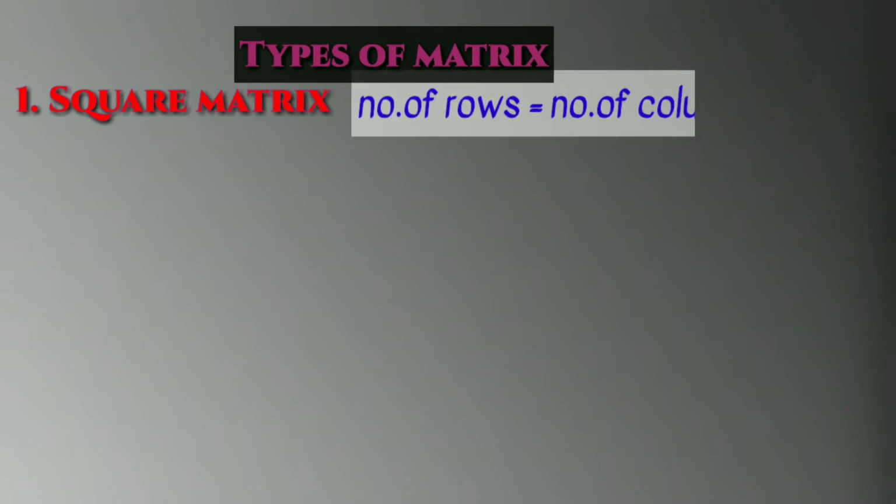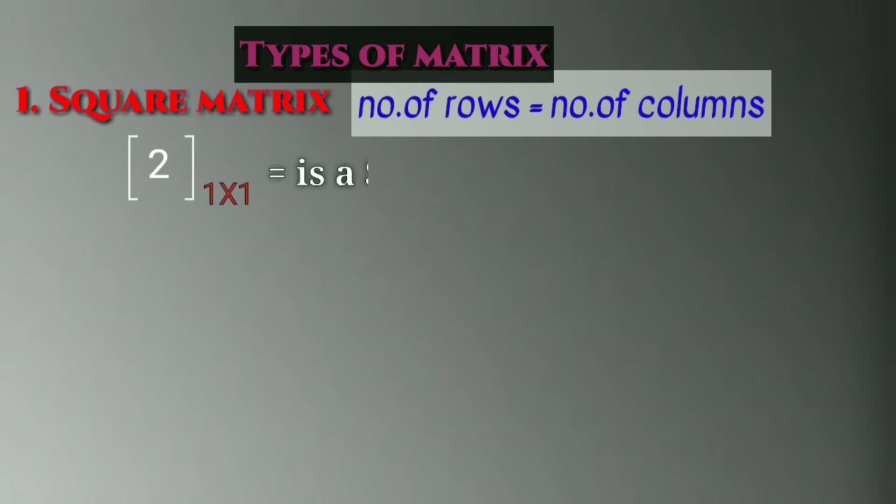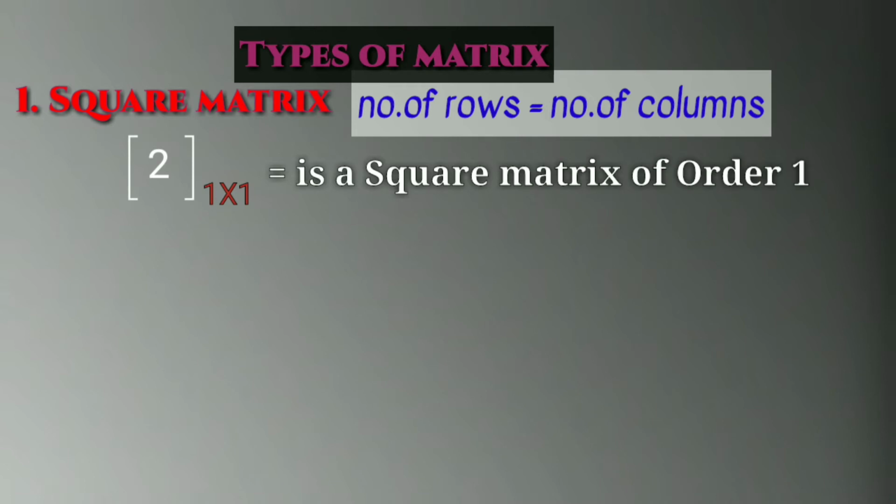In types of matrix, the first is the square matrix. The definition: a matrix in which the number of rows is equal to the number of columns. For example, 1 cross 1: here 2 is a square matrix of order 1. In order 2, 2 cross 2 means 4 numbers will appear: 1, minus 1, 0, 4. It is a square matrix.